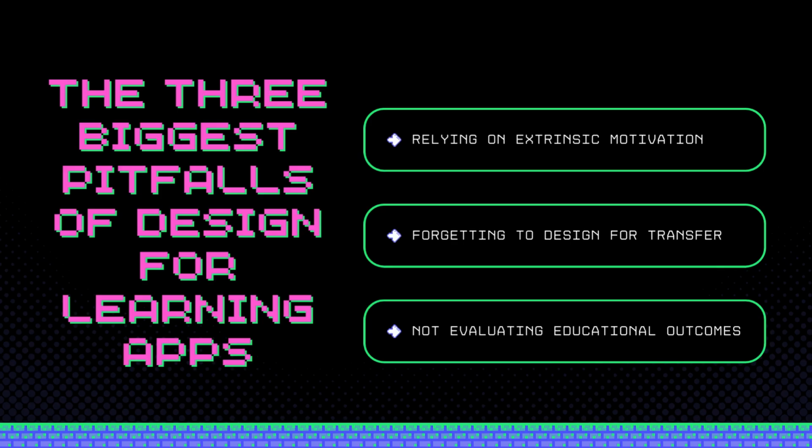The second one, don't let your game location get in the way of the real world application of what you want the learner to know. And finally, not evaluating educational outcomes. Keep your learning objectives in mind. Does the app support them? Can users meet those objectives after using the app?